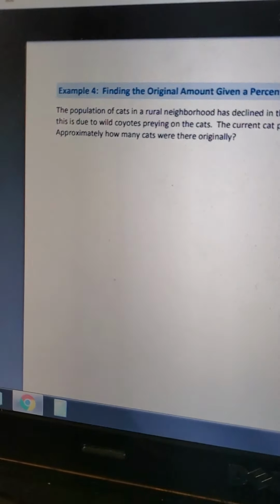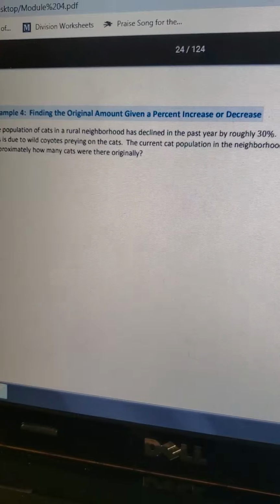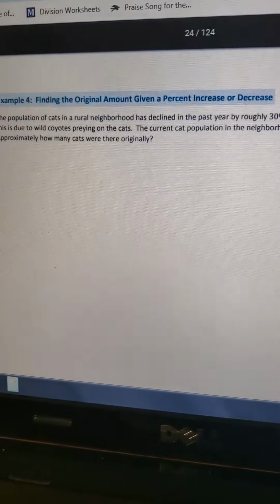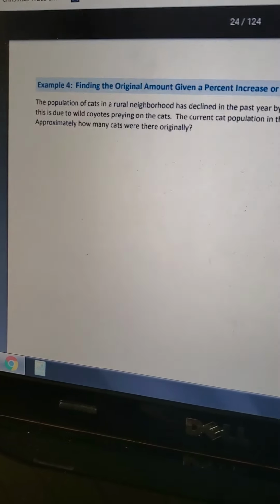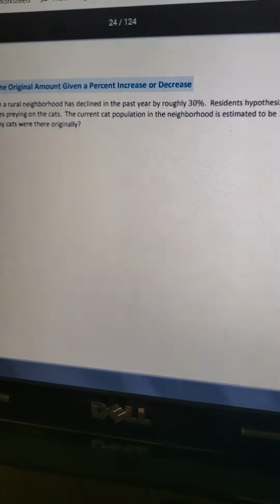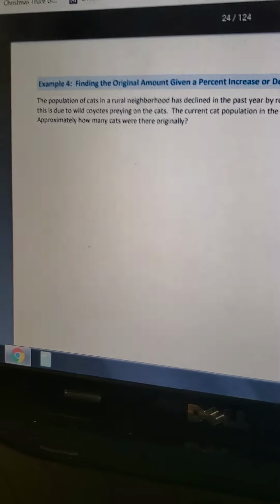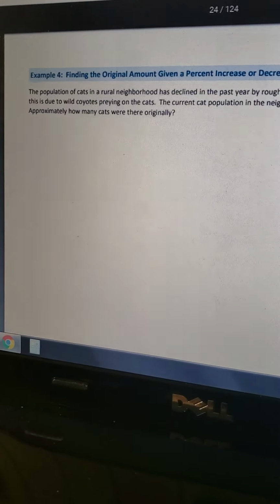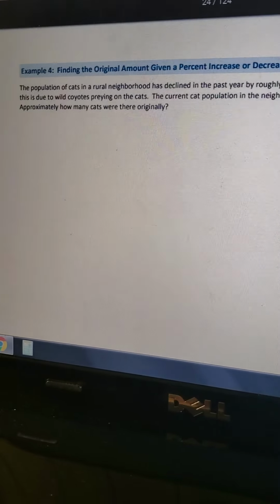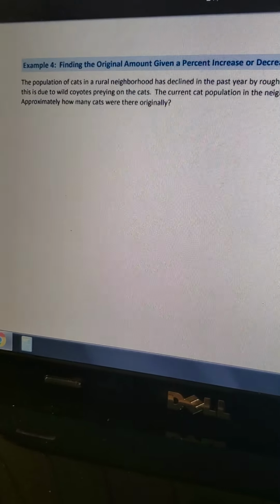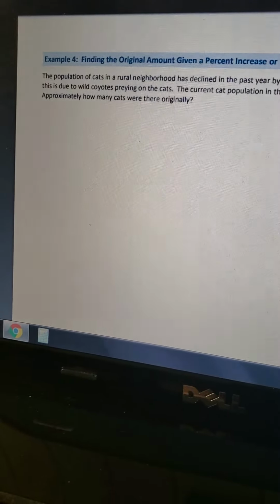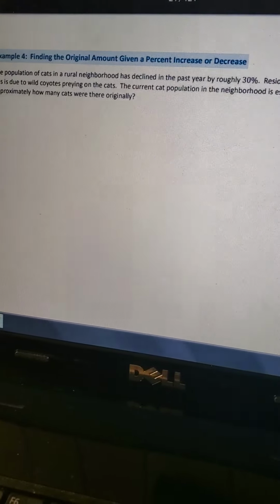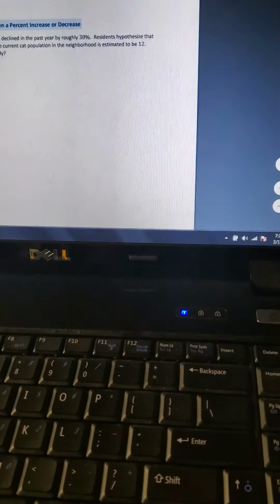So this one says the population of cats in a rural neighborhood has declined in the past by roughly 30%. Residents hypothesize that this is due to wild coyotes preying on cats. Current cat population in the neighborhood is estimated to be 12. Approximately how many cats were there originally? Okay, so for this one, you're going to use your formula. I will warn you again with this one, there is a trap in this problem. So go ahead and write your formula and then substitute, but don't go any further. Continue the video and we'll discuss why some of you probably used the wrong number.